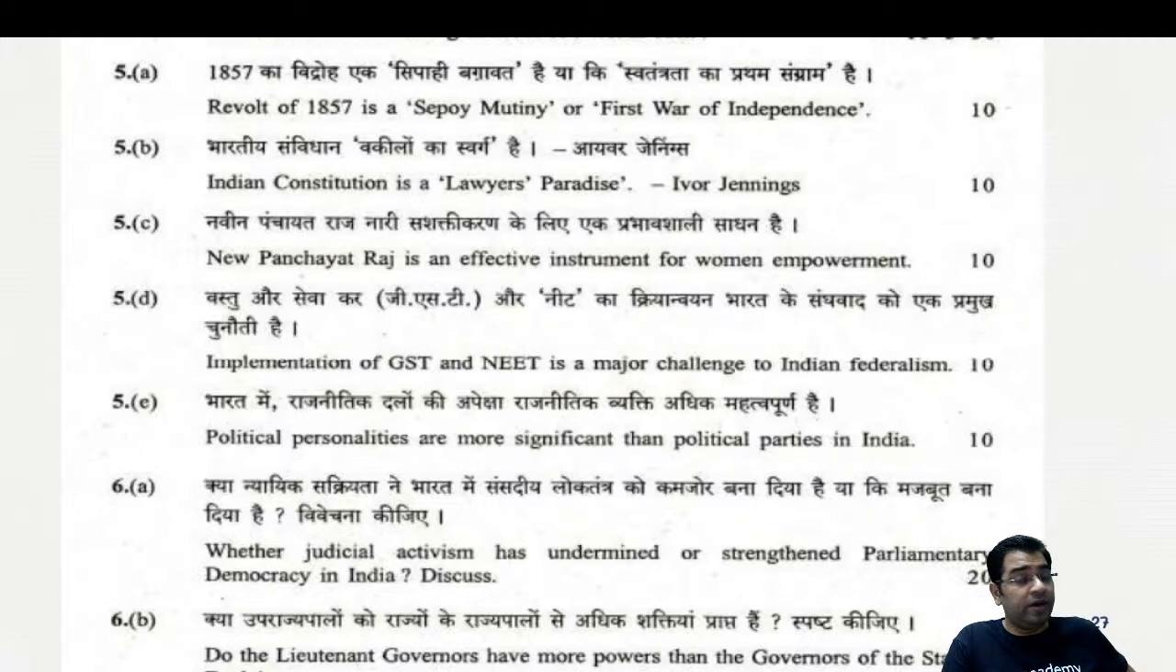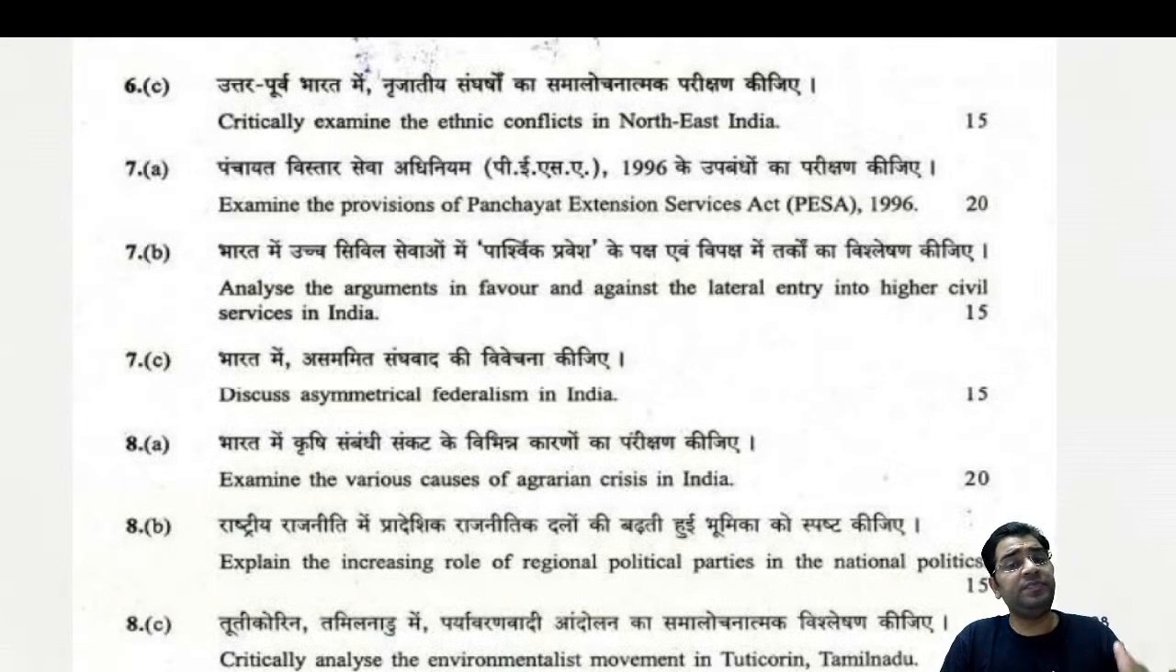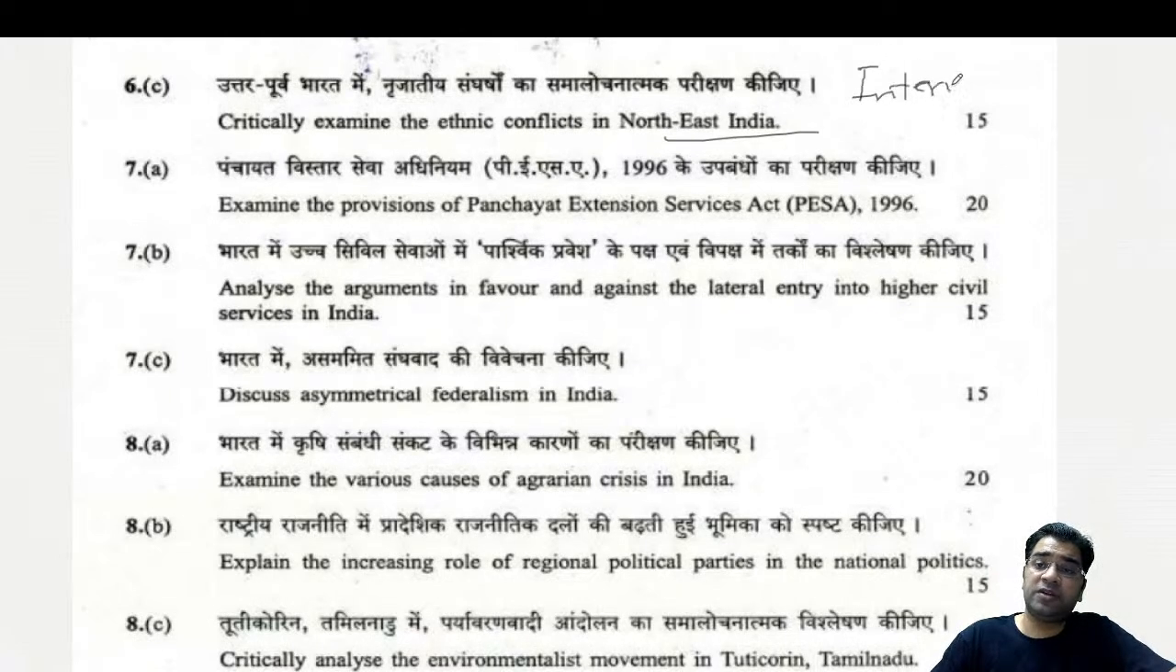The Indian Constitution is a lawyer's paradise. All the cases which you are reading in polity, from the first amendment till Kesavananda Bharati or till date, everything will be covered. Then you have GST. The implementation of GST is a challenge to Indian federalism. Very simple question. Judicial activism, a very simple topic. You already do it in your GS. Lieutenant governors and their powers: the difference between the powers of the lieutenant governor and the governor, you are already doing in Laxmikanth. So this is how you can see it is very simple in nature. PESA, ethnic conflicts in the Northeast. This question is directly lifted from internal security, part and parcel of internal security.